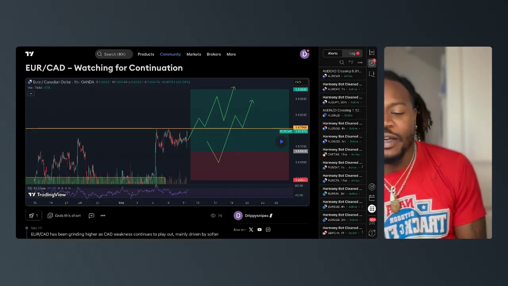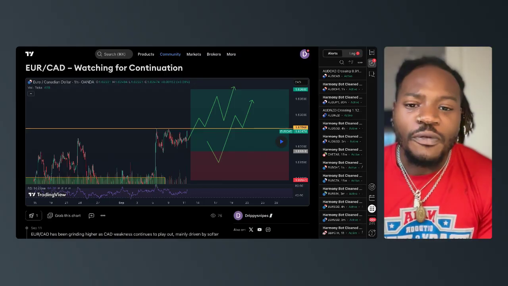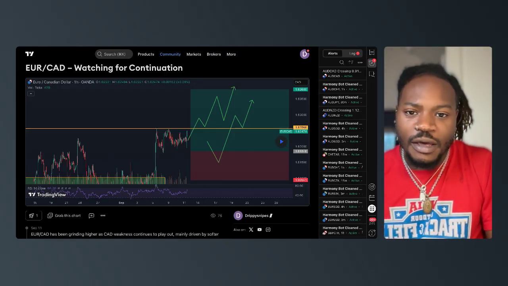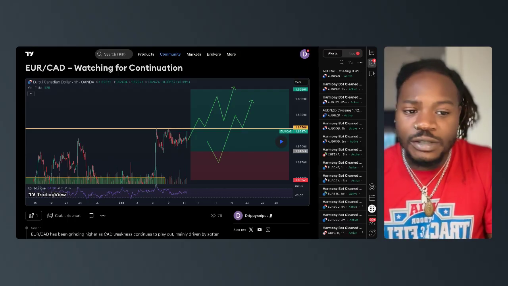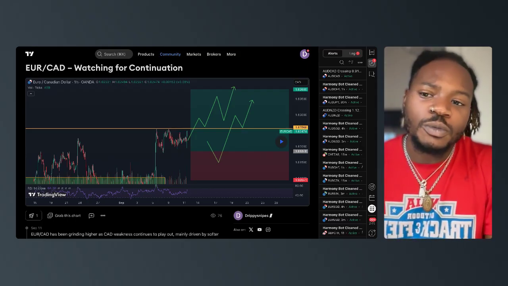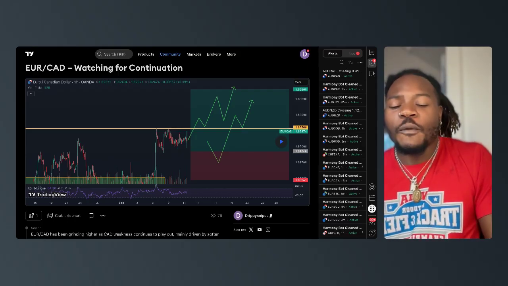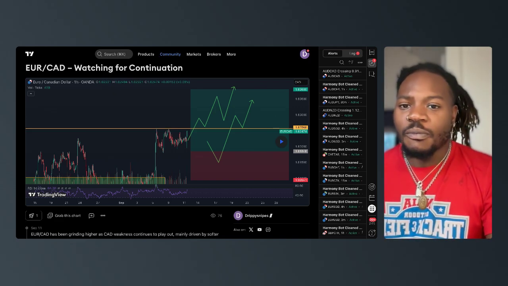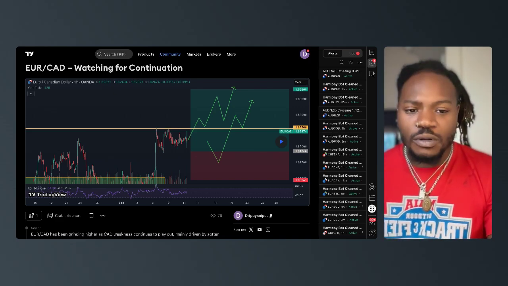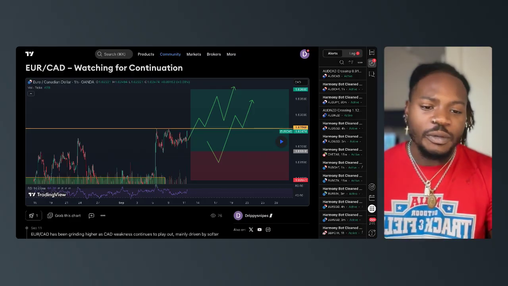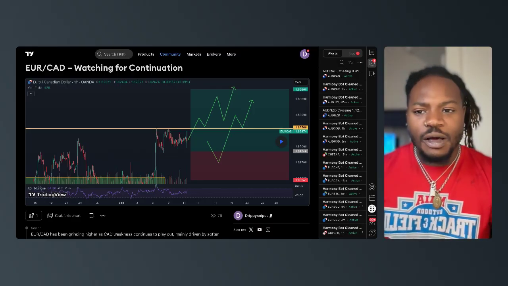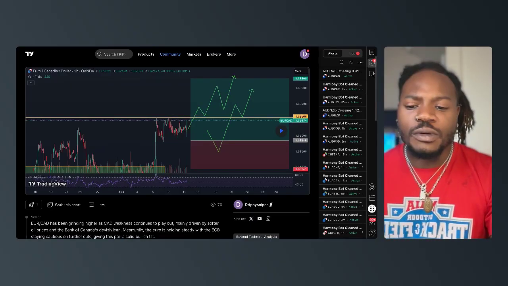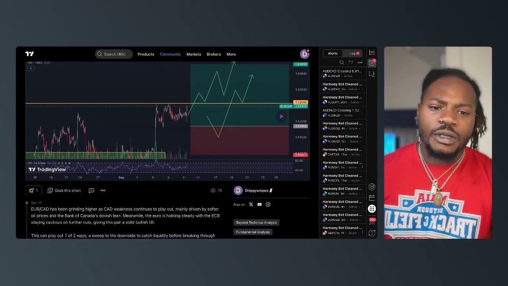So we have EURCAD here. Before actually looking at the chart, the first thing that we look at is the fundamentals, and the fundamentals were supporting the euro being a bit steady and the CAD weakening. So there was some oil trading downward as well that was supporting it. There's a few fundamental factors, but we kind of dive into how this plays out.